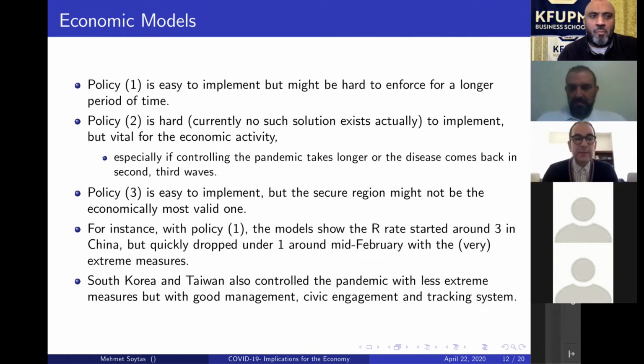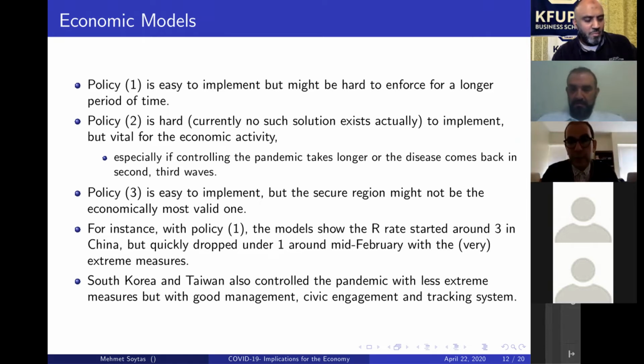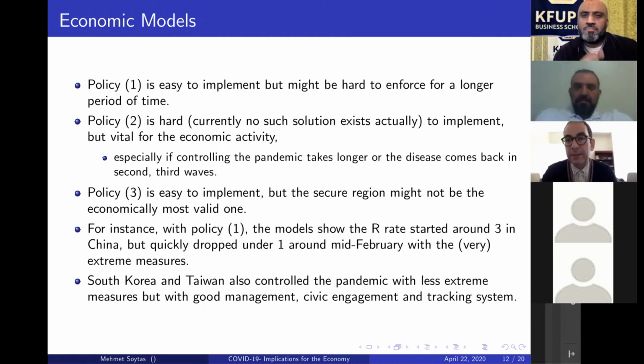So let's come to using this model. Economists use these models, and what we get as predictions with policy one, for instance, is this: when the R rate, the infection spread rate, starts from 3, as in China, and we apply it to real data, our model predicts it dropped under 1 quickly in mid-February. Extreme measures were taken to keep that number under 1, and that helps to control the disease. And if you control the disease, you can go back to economic activity as soon as possible. The preventive actions remain on the agenda, but economic activity will not be slowed down for a longer period of time.